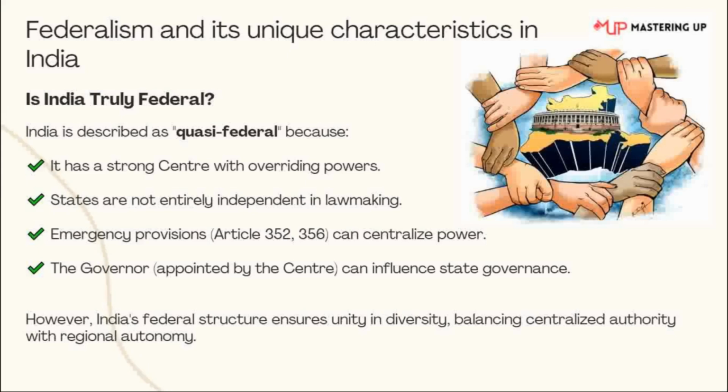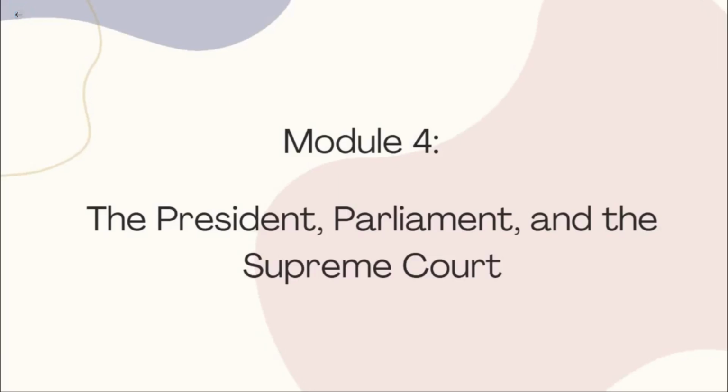Emergency provisions, Articles 352 and 356, can centralize power. The governor is appointed by the center and can influence state governance. However, India's federal structure ensures unity in diversity, balancing centralized authority with regional autonomy. In this module, we will understand the details about the President, Parliament and the Supreme Court.